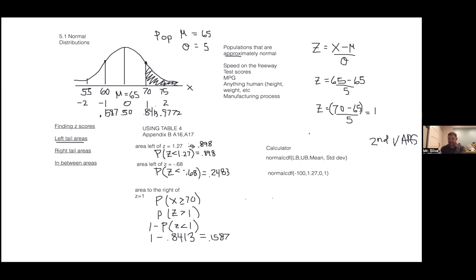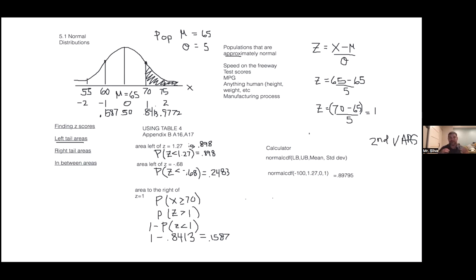A common mistake: a lot of people will use the minus key for negative 100. The negative sign is at the very bottom; the minus sign is on the far right. Negative 100, comma, 1.27, comma, 0, comma, 1. If you use the minus sign, you will get an error. So this equals 0.89795766193. Obviously the calculator is a little more accurate than the table in the book.